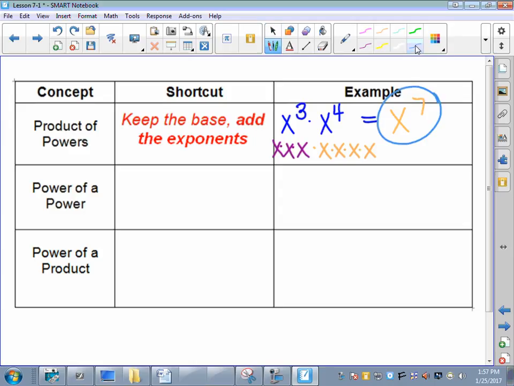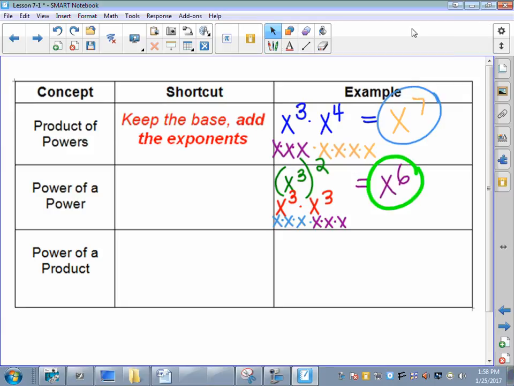Power of a power is something like x to the 3rd, squared. So what do you do when you've got x to the third squared? Well, we could say that's like x to the third times x to the third, right? And then we could say that's like 3 x's from the first, 3 x's from the second part. So what will our final answer be? x to the sixth. So our shortcut, if you don't want to write it all out, is to keep the base of x and multiply the exponents, in this case 3 times 2.